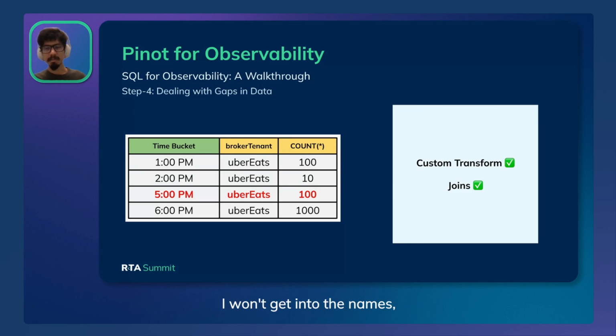I won't get into the names, but another approach is to do joins. In the join case, you can have a table just for the time values, and then you can do a left join of this particular output with the time value table. You can use joins this way to essentially fill in data, but in the end, the issue still remains that the query becomes very complicated.